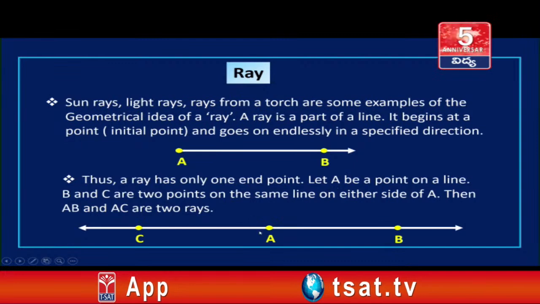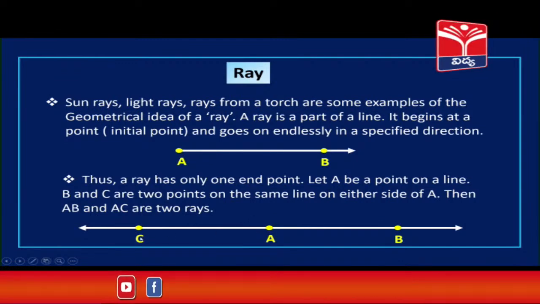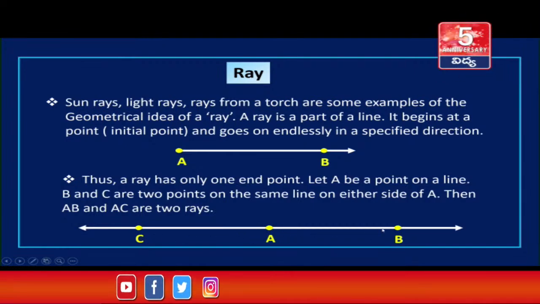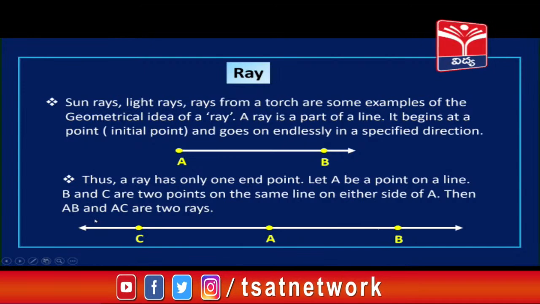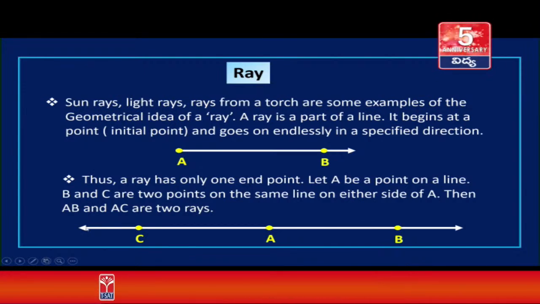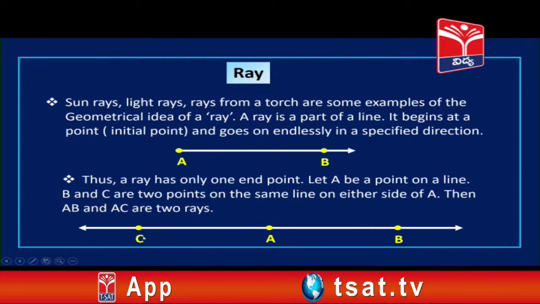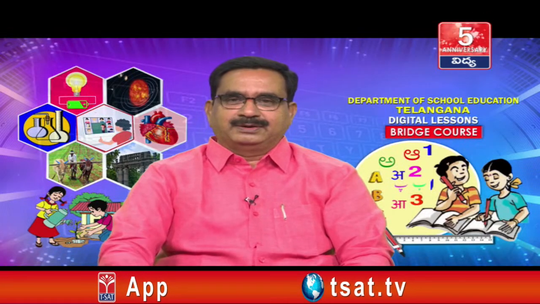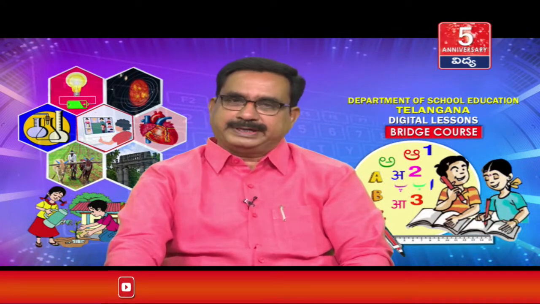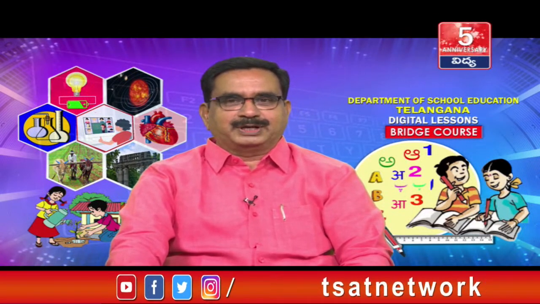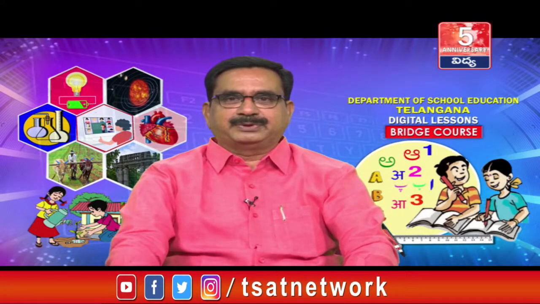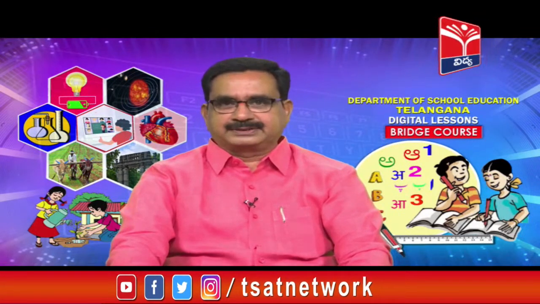Let A be a point on a line. B and C are two points on the same line on either side of A, then AB and AC are two rays. Children, now we have learned point, line segment, line, ray. Now we are going to discuss about the types of angles.